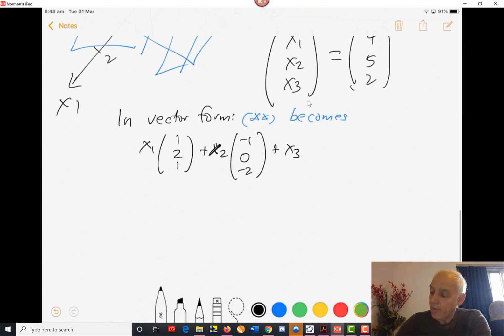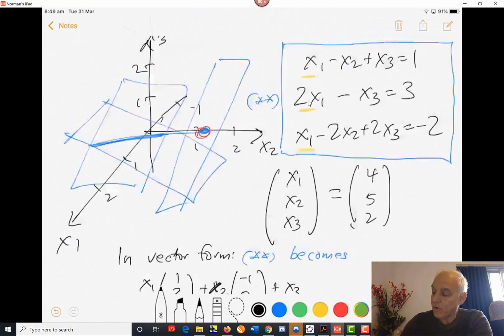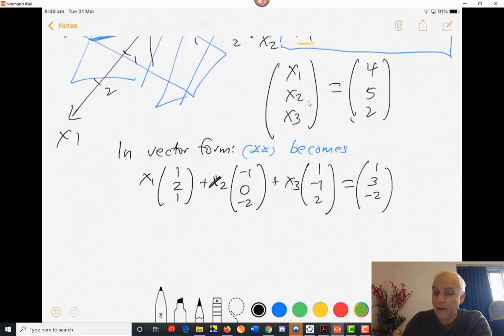So now the interpretation is that what we're trying to do is write this vector as a linear combination of these three vectors. We have to choose the coefficients so that the sum of these multiples of these three given vectors is the vector on the right-hand side that we're aiming for. And the answer, well, we know because we've solved it already that x1 is 4, x2 equals 5, and x3 equals 2.